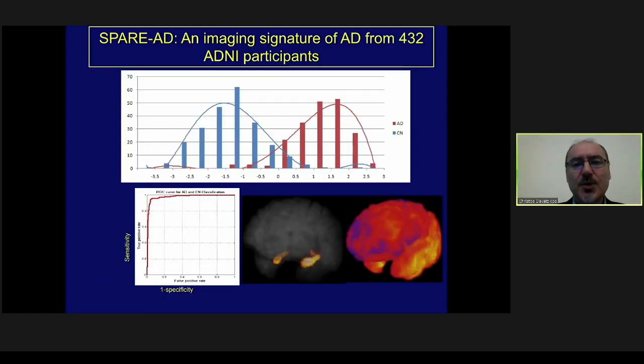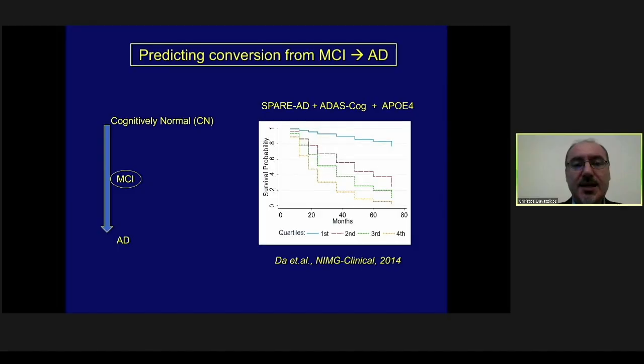Back in 2007, one of the first successful examples we had in AD was this one, where we showed that there's an imaging signature of Alzheimer's disease that almost perfectly separates patients from controls on an individual patient basis. But of course, the goal is not really to classify people who are obviously demented using expensive MRI and sophisticated tools.